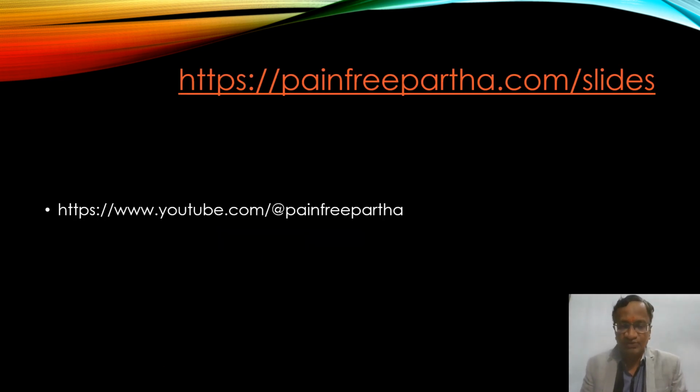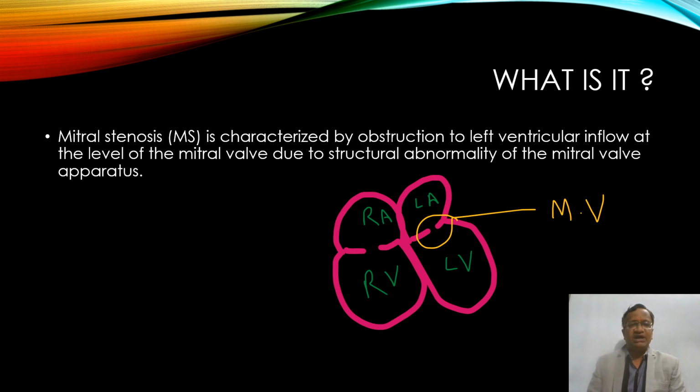So today we are going to talk about mitral stenosis, the pathophysiology, the foundation of mitral stenosis, not detailing its anesthetic implications. Now, what is it? Mitral stenosis is characterized by obstruction of the left ventricular inflow at the level of the mitral valve due to a structural abnormality of the MV apparatus. So there is a structural abnormality of the mitral valve. This causes obstruction and stenosis. The LV inflow is obstructed. This is the basics of mitral stenosis.